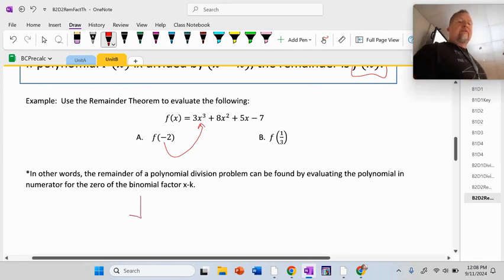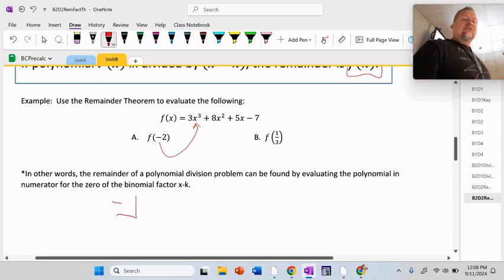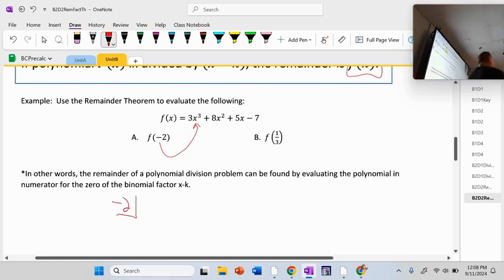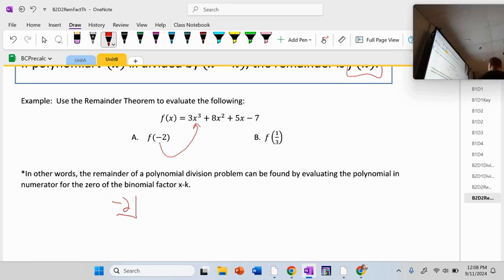What do I synthetically divide by? Do you think it's -2 or 2? What's the answer to that? And the answer is -2. This is not a factor. This is actually the number I'm inserting into the polynomial. So this is actually what I'm going to synthetically divide by.